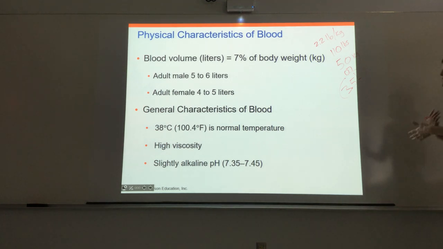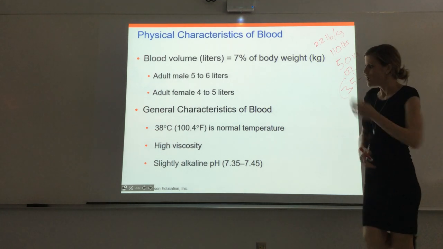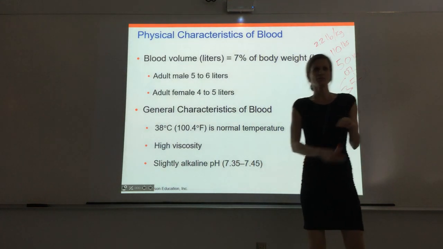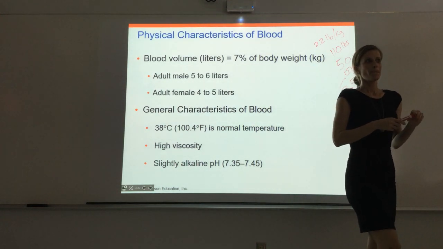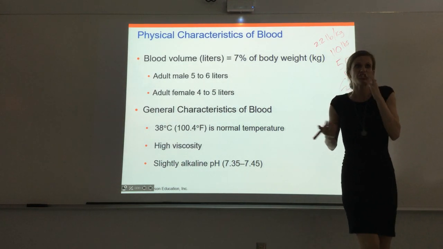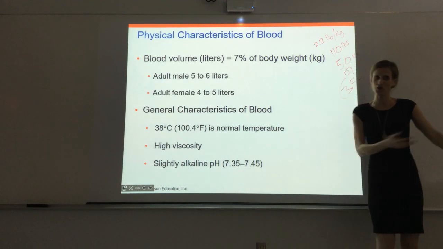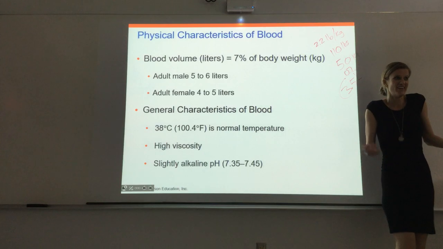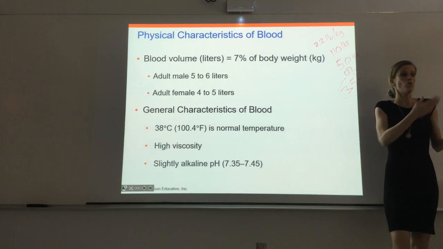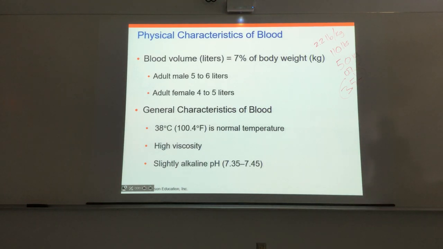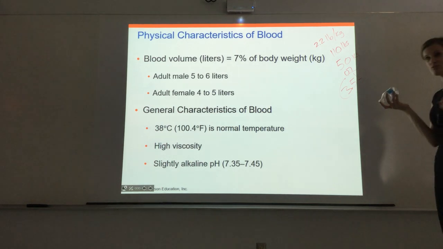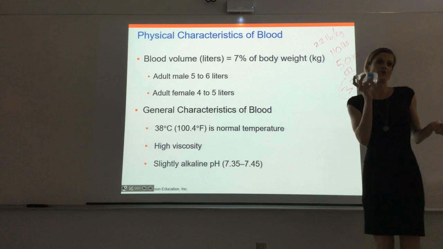Blood has a relatively high viscosity. What's viscosity? Thickness. The technical definition is resistance to flow. So like honey does not flow very well, right? That's really viscous. It's thick, it's gooey, it's sticky. Water is like the standard that we use. Okay, water is our standard. So blood is about 5 times more viscous than water.